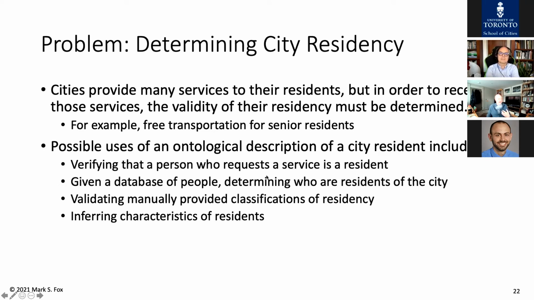And so if we had an ontology, a city ontology, and in that ontology we represent the definition of a city resident, we could use that to verify that a person who requests service is a resident, or given a database of people who live in the city, we can determine who are residents of the city, or if we have to validate manually whether somebody is a resident of the city, we can use that, or we can infer characteristics of the residents. So the previous bullet is validating manually provided classifications of residents. So how would an ontology help in this situation?